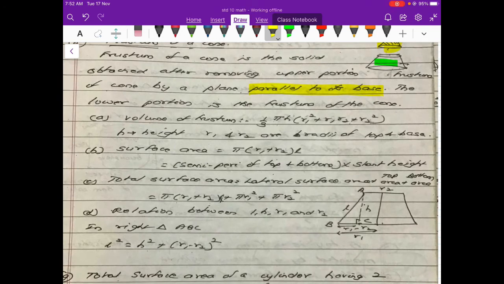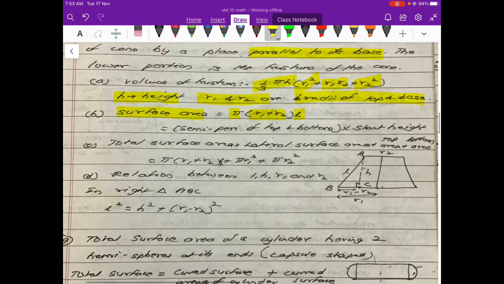So what is the volume of a frustum? We have to remember this formula, 1 upon 3 pi h into (r1 square plus r1 r2 plus r2 square), where h is the height, r1 and r2 are the radii of the top and the base. Then comes the surface area of a cone. There it was, remember, pi r l, but here since we have two radii, it will be pi (r1 plus r2) in brackets and l.